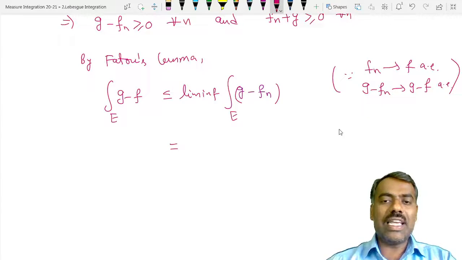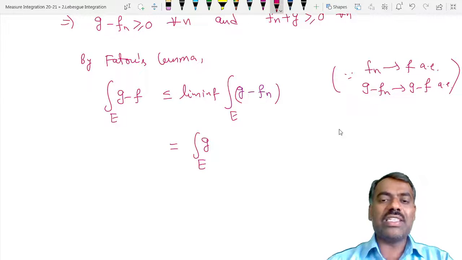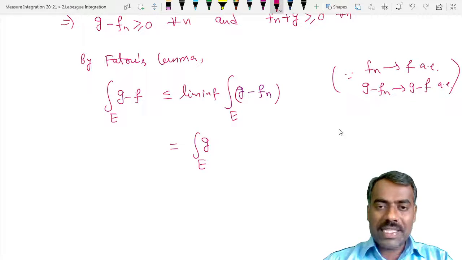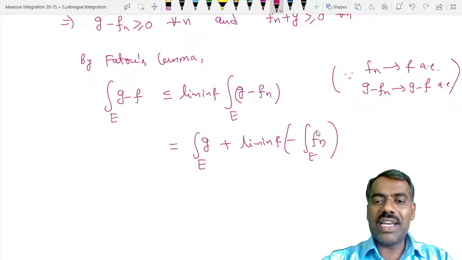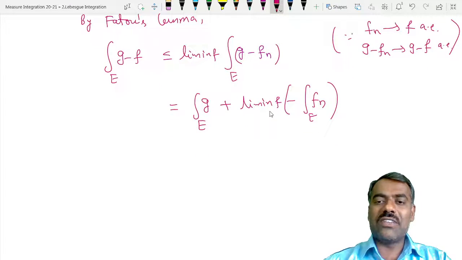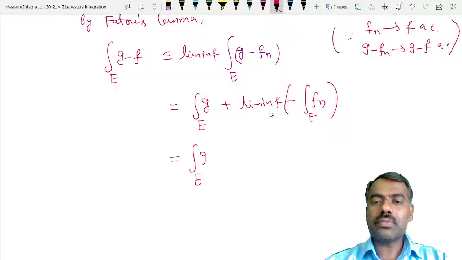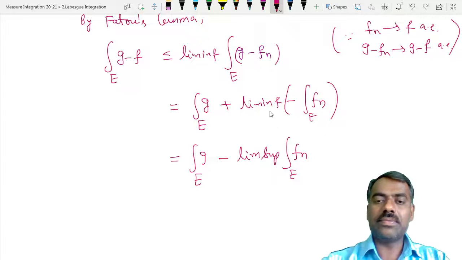But this one is the same as, if you take lim inf inside, what will you get? Because the first one is independent of n, it is the same as the integral of g over E plus the lim inf of minus the integral of fn. Is this clear? The minus will come outside the integration, but lim inf of minus of something is the same as what? When you take the minus outside, this will become minus the lim sup of the integral of fn. Is this clear? Any problem?